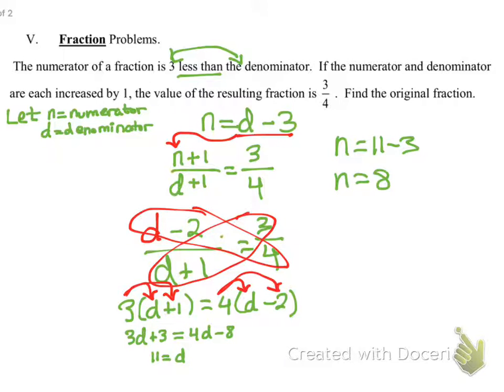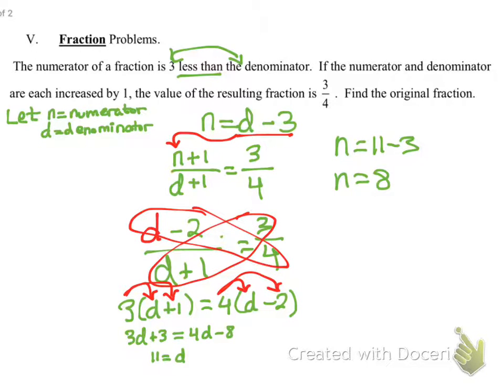Now, I solved for d and I got d is equal to 11, and then when I plugged in 11 into this first equation here, since it's the least complicated one, I get my numerator equals 11 minus 3, which is my numerator is 8. Now, let's think about this fraction, okay? So that means the original fraction is 8 over 11.